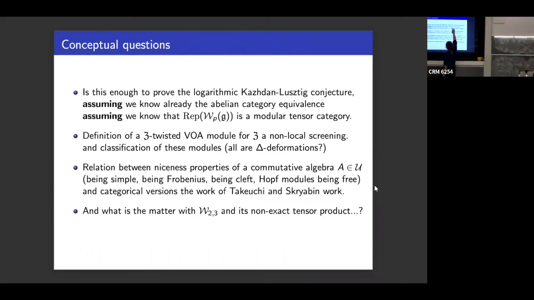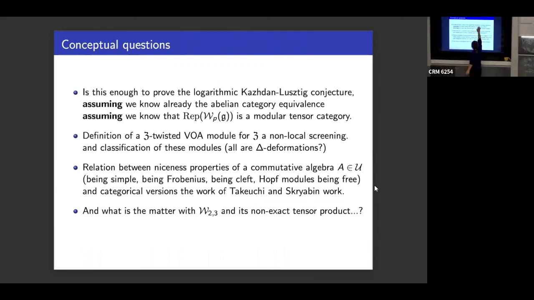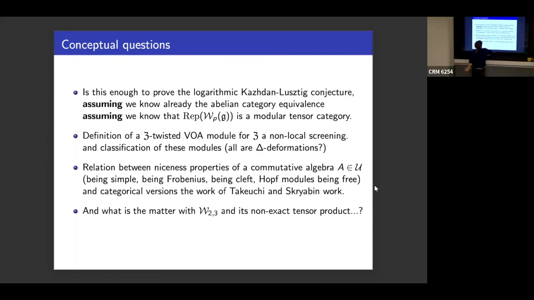We want to know if this approach that we already have implies Kazhdan-Lusztig, if we know the abelian category and we know it is modular. So that should be doable. The conjecture I put is maybe difficult, but this should be doable. We need a definition of a twisted VOA representation. We want to check some niceness assumptions are equivalent: being simple, being Frobenius, being cleft. So we want to generalize this work. And still we have no clue what 2,3 does with this non-exact tensor product. So that's of course larger.